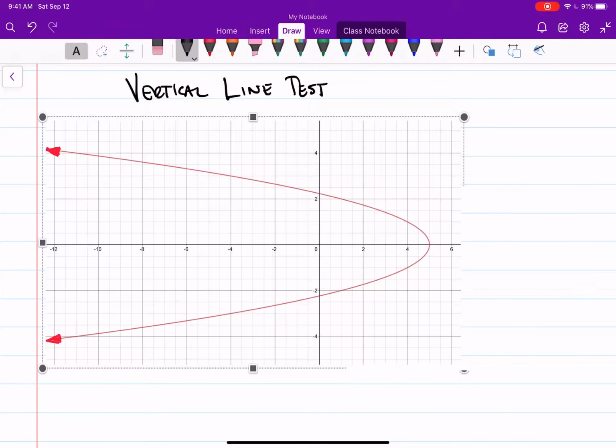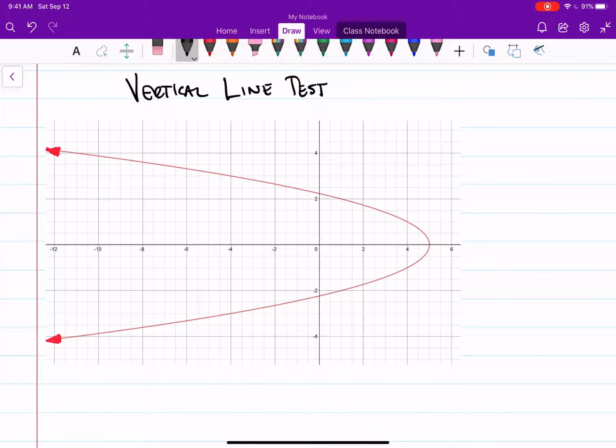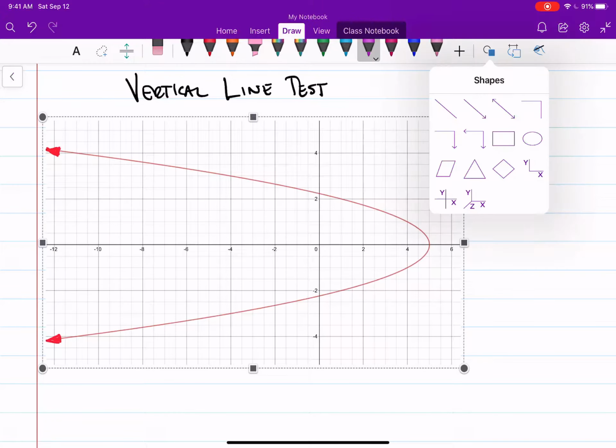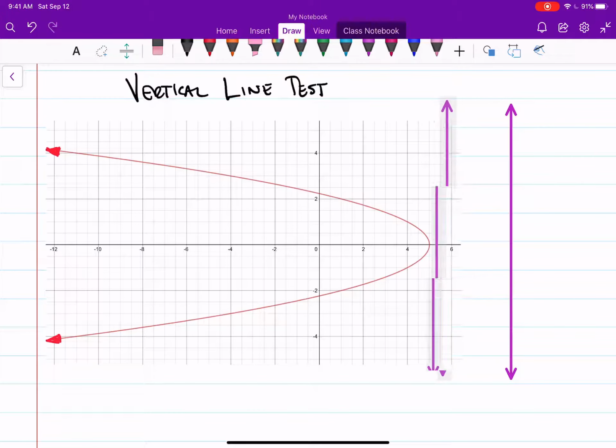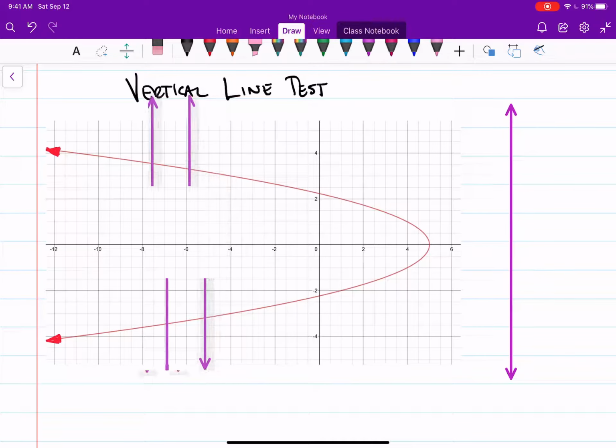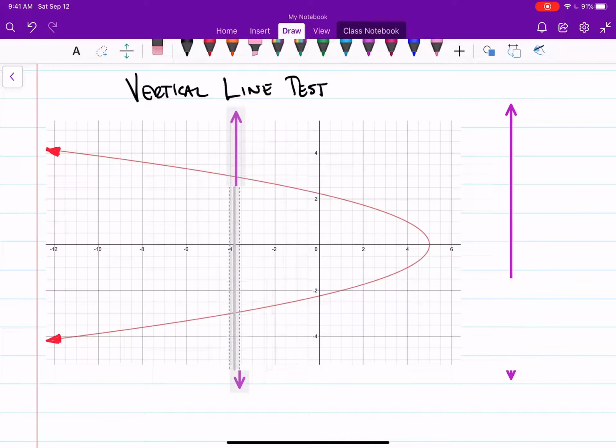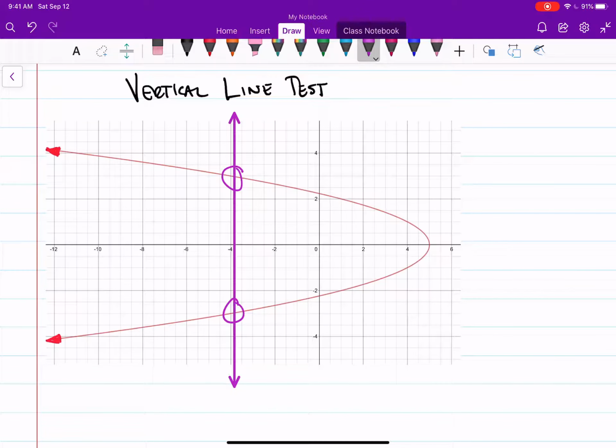So in other words, if I took this graph again, what I'm supposed to do is draw a line right here. Let's try to make it vertical. All right, if I was to do that, and I'm moving this, I can move it anywhere in here and it's always gonna hit twice, right? So therefore we know that this is not a function.